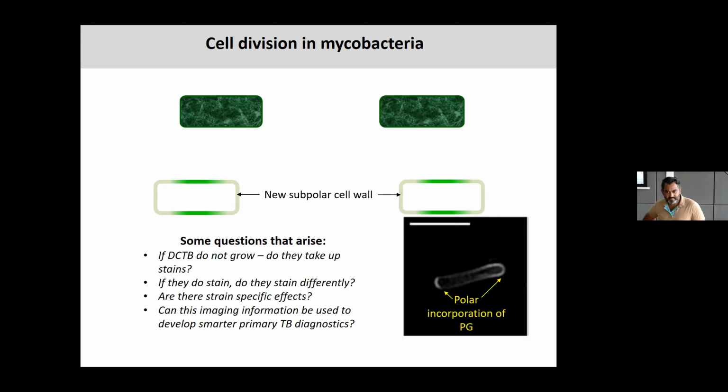Are there any strain-specific effects? Can we pick out different strains, like with COVID, just on the basis of the way they stain? And can this imaging be used to develop an algorithm that would serve as the basis for smarter diagnostics, right?